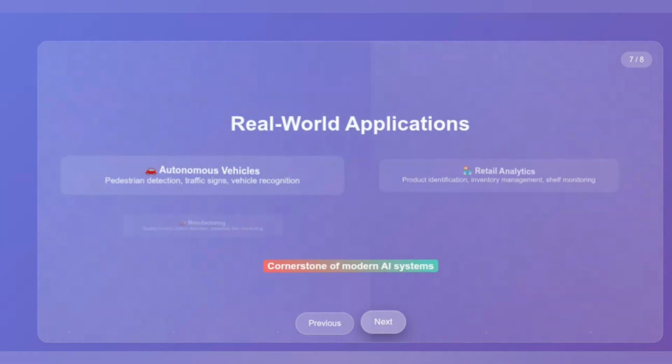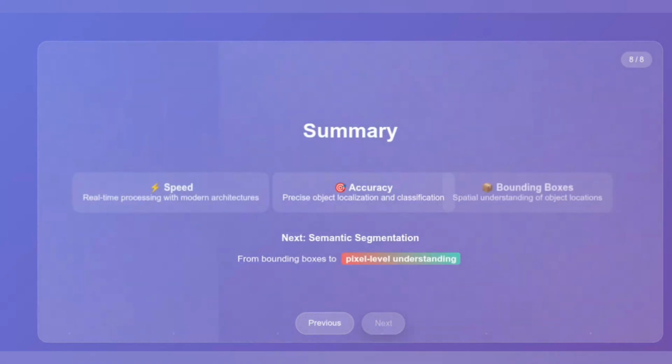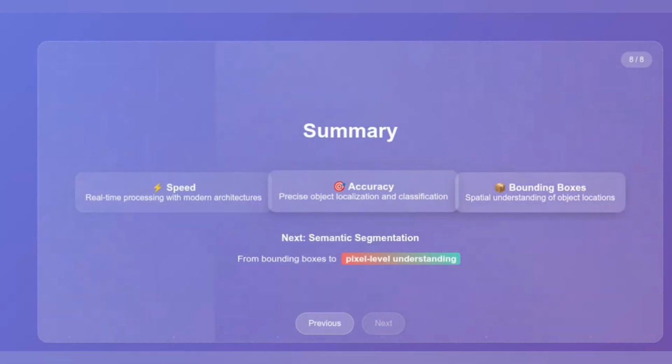Object detection is fundamental to countless applications: pedestrian detection for autonomous vehicles, identifying products on a shelf in retail, detecting anomalies in manufacturing, or even counting people in a crowd. It's a cornerstone of many real-world AI systems. The speed and accuracy of modern object detection models have made them indispensable tools in computer vision. Next, we'll explore an even more granular form of understanding images: semantic segmentation.